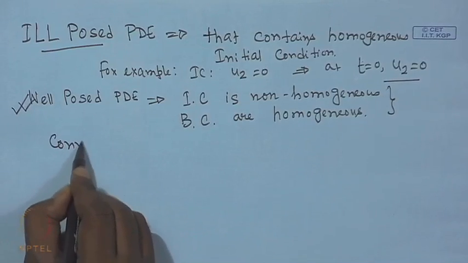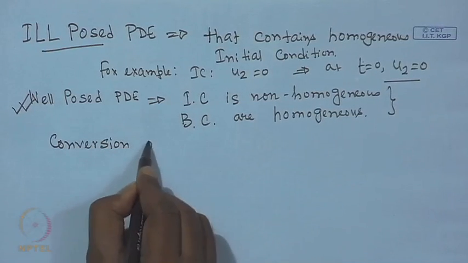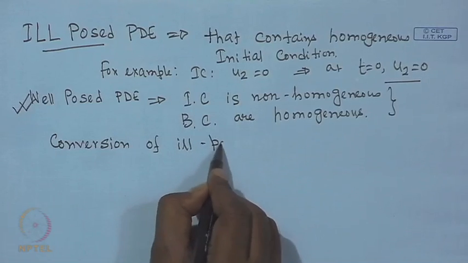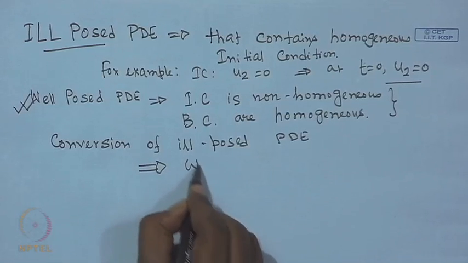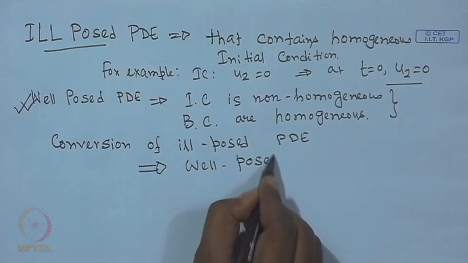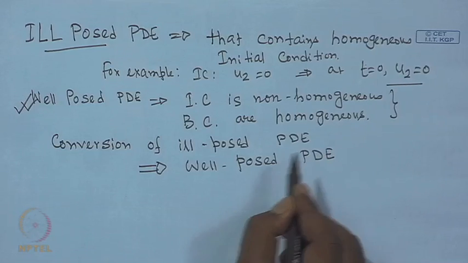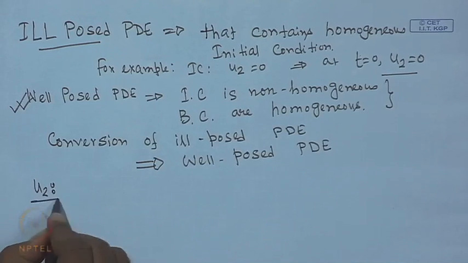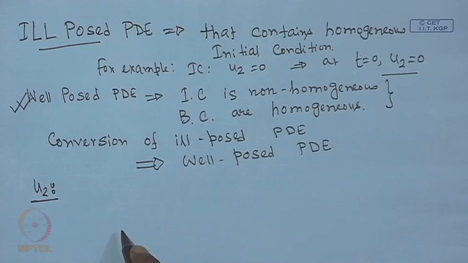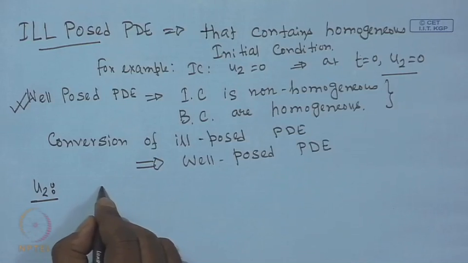So, conversion of ill-posed PDE to well-posed PDE is very important. Now, how is this conversion done? Let us consider the problem u2. Both problem u2 and u3 in the current example are ill-posed because they have homogeneous initial condition or zero initial condition. So, what we have to do? We have to again divide the problem into two sub problems.